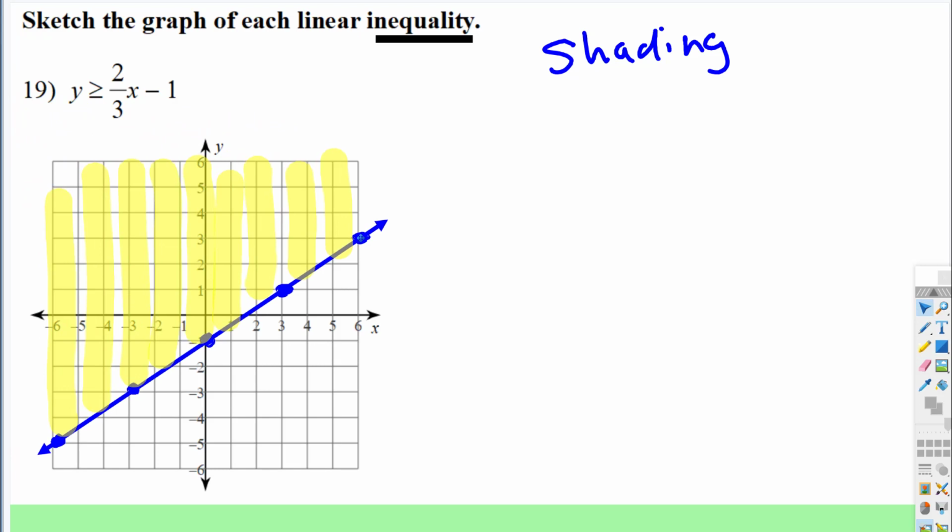And so we're going to do this right here, and that would be the solution. If the answer would have been less than or equal to, you'd simply put your pencil right here, and ask where would the y values get smaller? Well, down here. So anyway, that's it for this one.